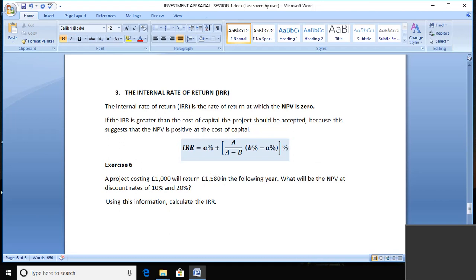So what's A%? A% is the rate that gives us a positive NPV. So that positive NPV, we say, it's going to be called A.